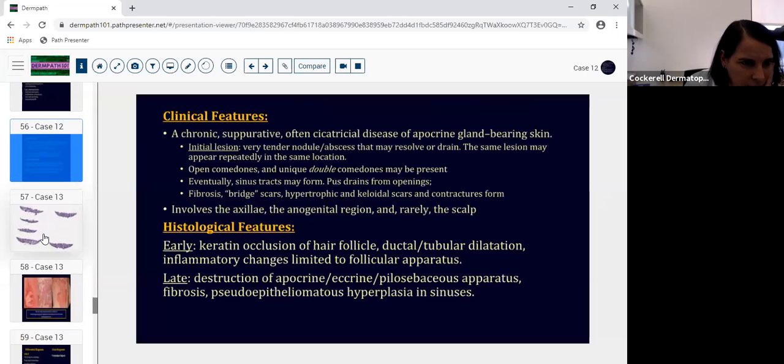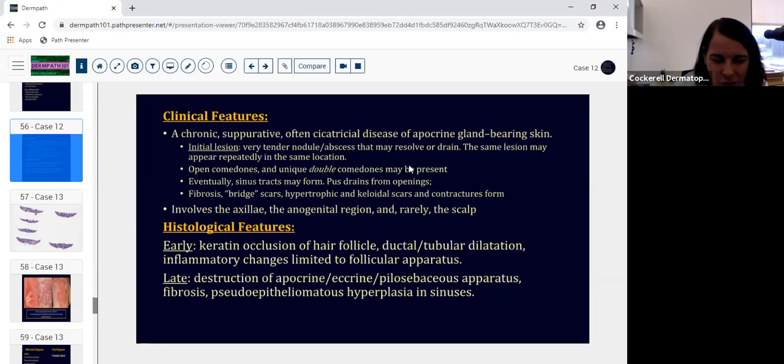Case 12, this is still our hidradenitis. So in clinical features, we have a chronic suppurative, often cicatricial disease of apocrine gland-bearing skin. The initial lesion is very tender; you could have an abscess that may resolve or drain. The same lesion may appear repeatedly in the same location. Open comedones, unique double comedones may be present. Eventually, sinus tracts may form.